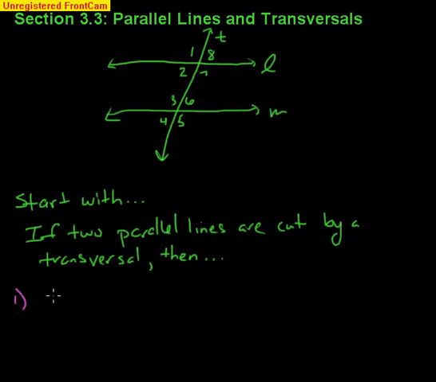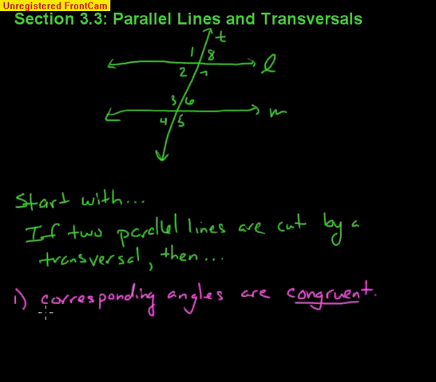is a postulate. Then corresponding angles are congruent. This is going to be known as the corresponding angles postulate. P-O-S-T, postulate. So in this picture, we need to identify the corresponding angles. First of all, let me put that these lines are parallel, right? L and M are parallel. So L is parallel to M. You know that ahead of time.